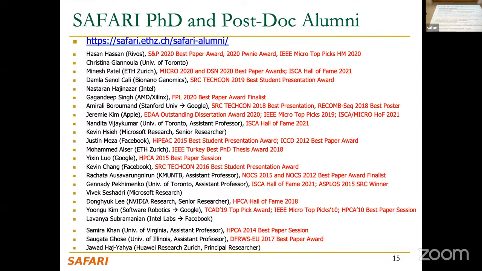As I said, it's a large group, but it's also, let's say, a consolidated group with a lot of people who have been part of this. This is just a list of former PhD students and postdocs of Professor Mutlu. As you can see, most of them or all of them are working in top companies and universities, and they have been very successful people. You see many, many awards there.